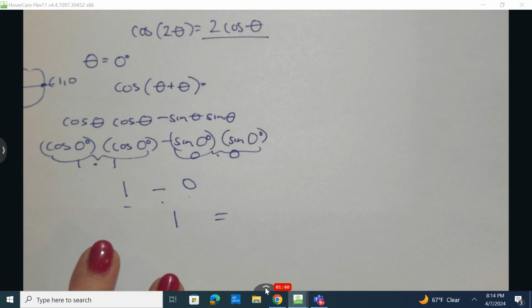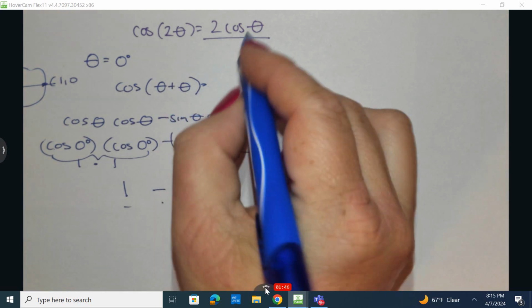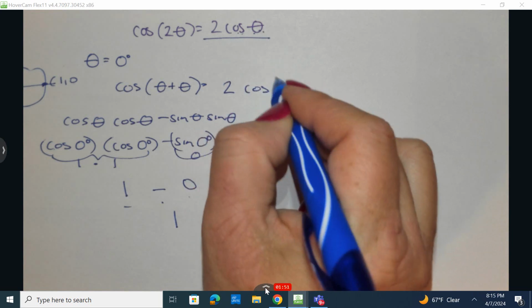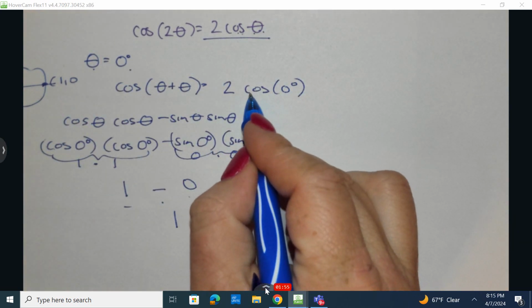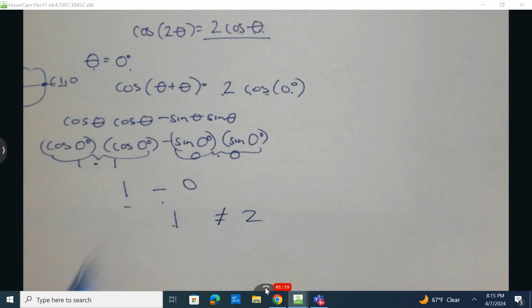Let's see if this works as a counterexample. All we need is one counterexample in order to verify that it's not an identity. So if we do 2 times the cosine again, and here we're using theta equal to 0 degrees, what is the cosine at 0? It is 1, and 1 times 2 is 2. 1 is not equal to 2. I was able to verify that this is not an identity.